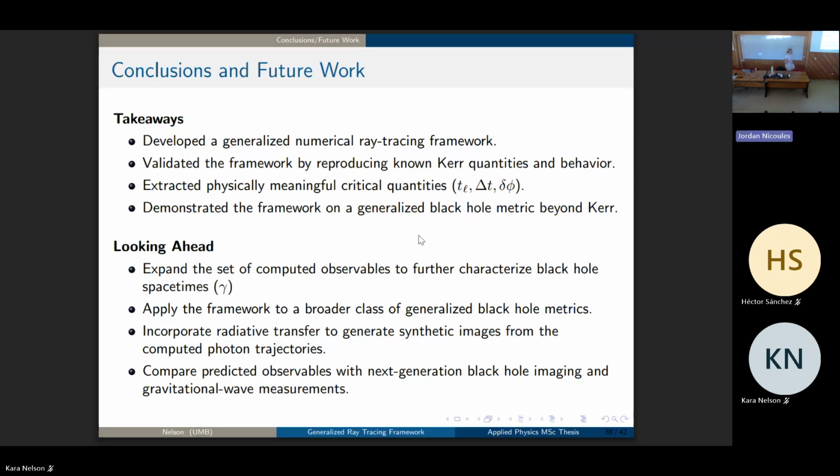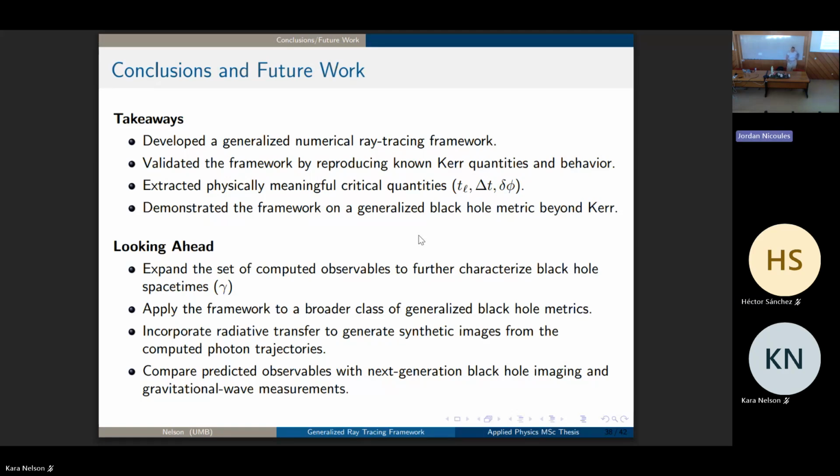So looking ahead, we're working on the lensing exponent, which is the last exponent that we're curious about. We think we know how to do it, but we haven't done it yet. That would be the last critical exponent in this set, so we should be able to characterize the black hole even further.